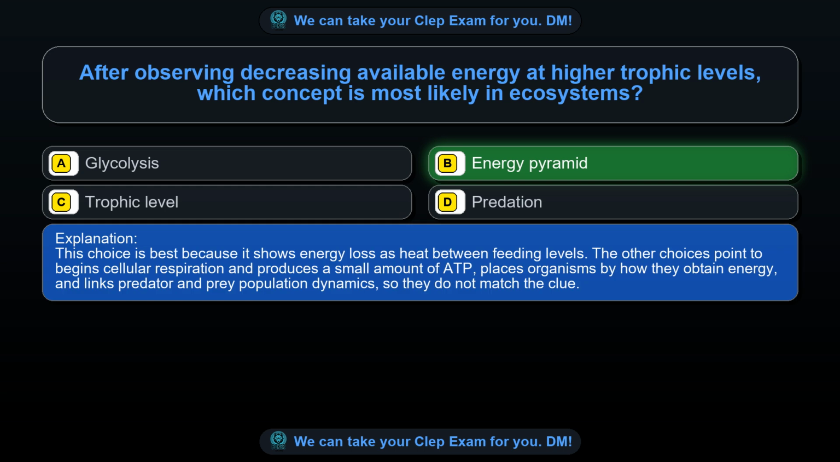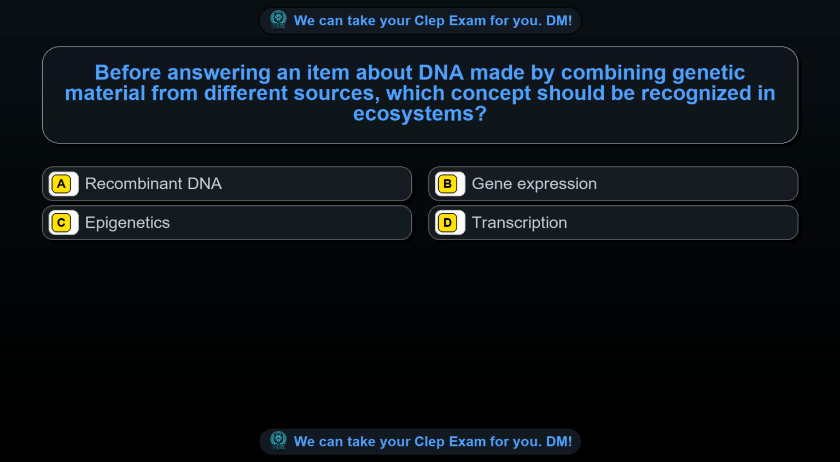This choice is best because it shows energy loss as heat between feeding levels. The other choices point to begin cellular respiration and produces a small amount of ADP, places organisms by how they obtain energy, and links predator and prey population dynamics, so they do not match the clue. Question 70. Before answering an item about DNA made by combining genetic material from different sources, which concept should be recognized in ecosystems? Option A, recombinant DNA. Option B, gene expression. Option C, epigenetics. Option D, transcription. The correct answer is option A, recombinant DNA.